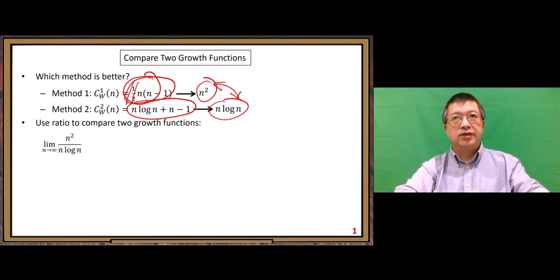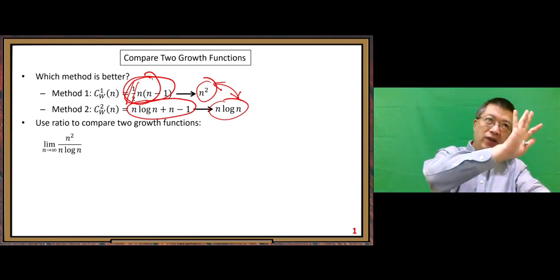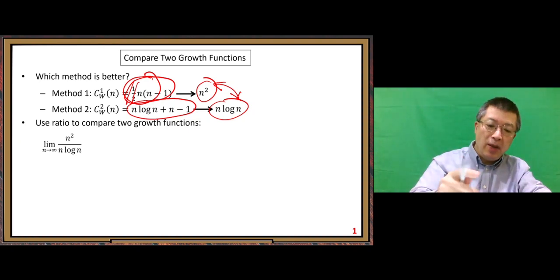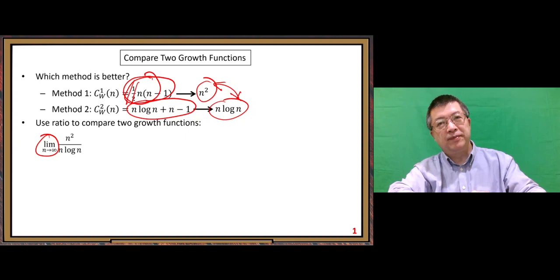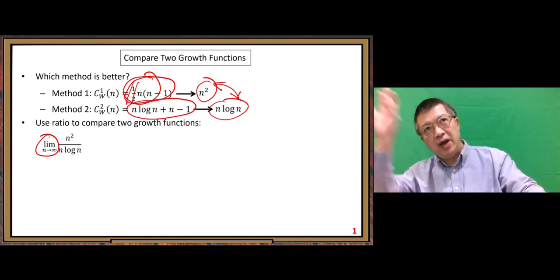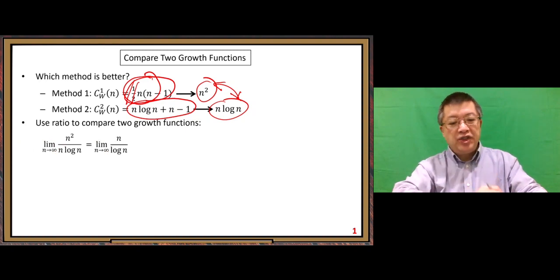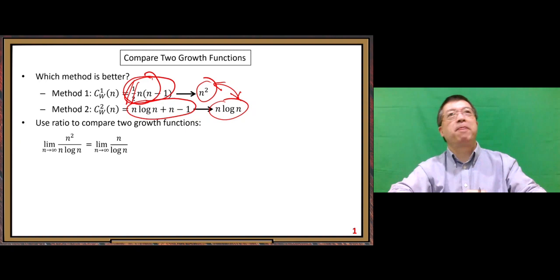So let's take the ratio. Because we want to look at the trend when n is large, we take the limit here. The limit, n goes to infinity. So that's how we look at the trend, very large. Then we simplify it. So we look at this limit.